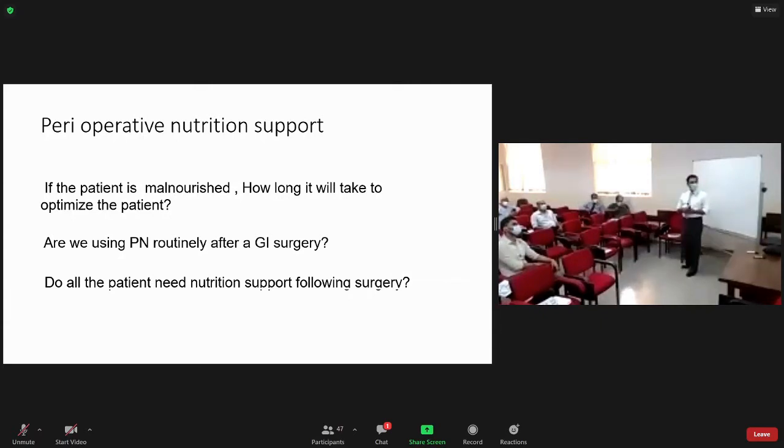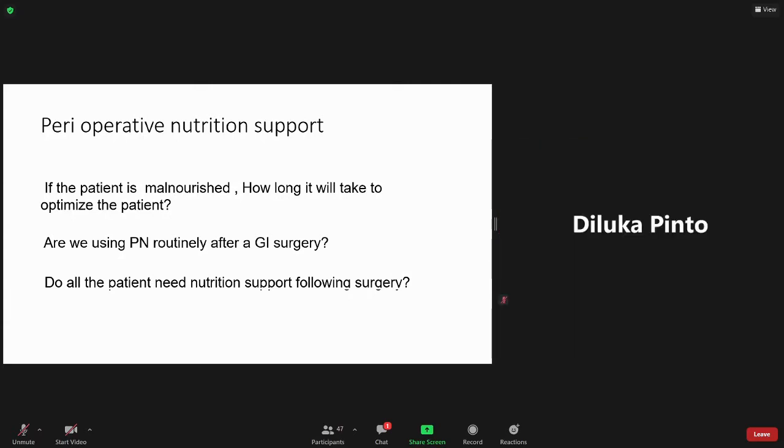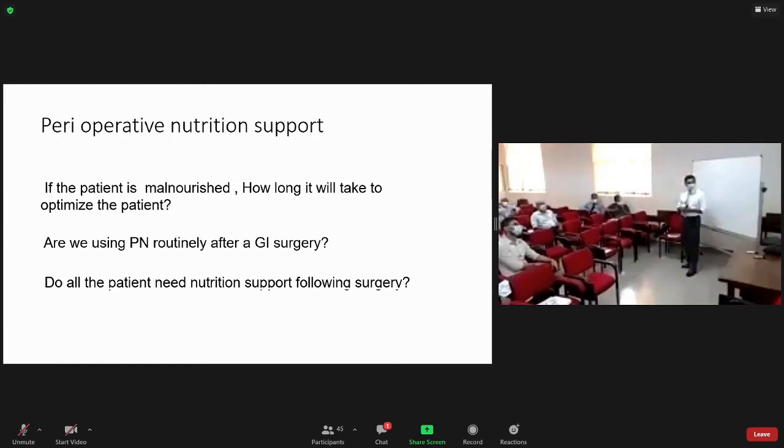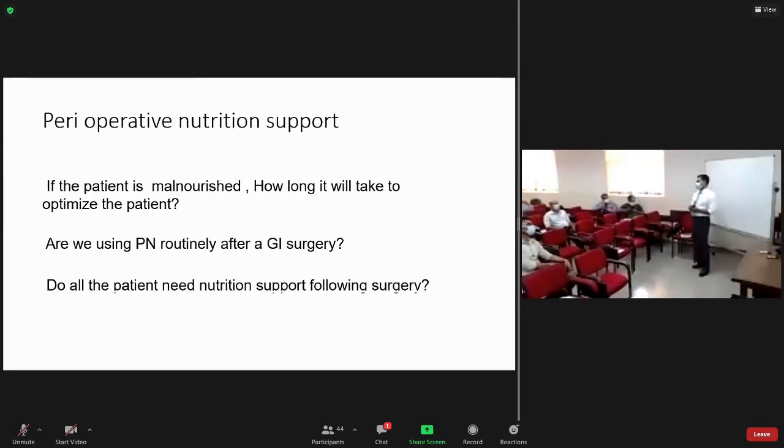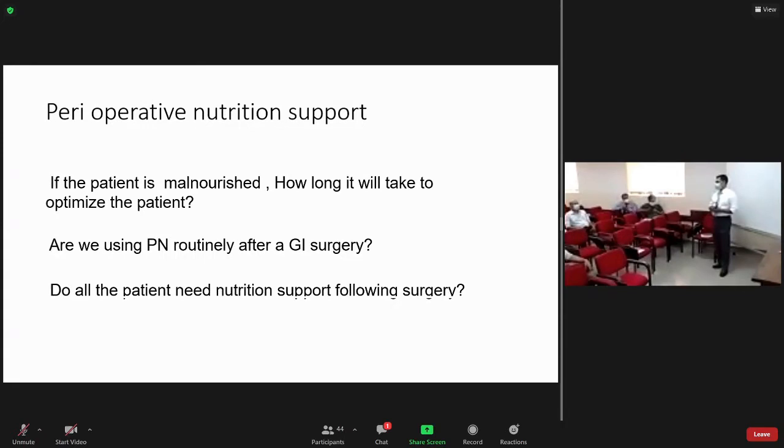And are we using parenteral nutrition routinely after GI surgery? Obviously, the answer is no. All of you know it. First of all, we try oral normal food. If you can't achieve at least 60% of the target within 1 week, then we go for enteral nutrition. Then if you can't achieve at least 60% within 1 week through enteral nutrition, only then do we consider supplemental therapies.